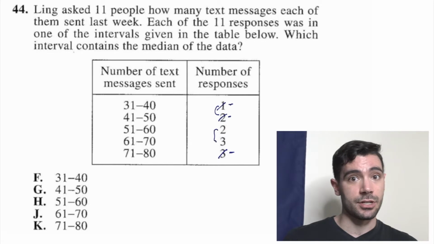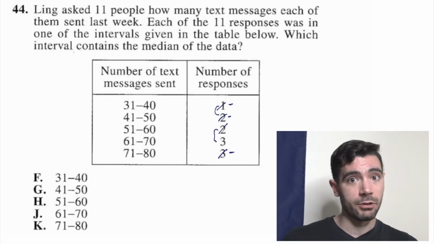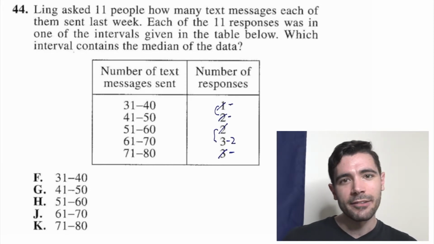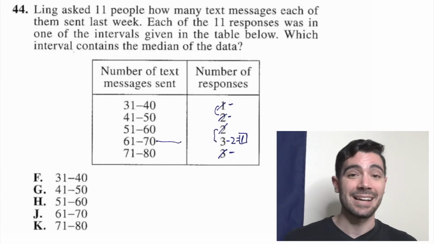And now we're down to just these 2 last intervals, where there's 2 and 3. Well, we could cross off 2 from the 51 to 60 interval, and then we could cross off the 3 from the interval below, but we would still have 1 left over. It didn't quite all balance out. So the median has to lie in that leftover interval, which was 61 through 70.